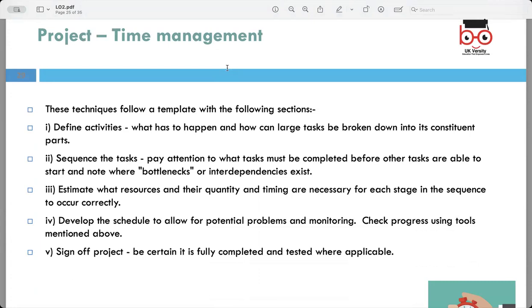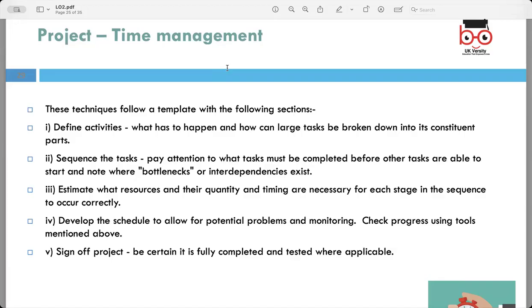Here we will look at how time management is applied step by step in a project. First, you need to define the tasks that need to be done. Break larger tasks into smaller, more manageable parts. This helps you stay organized and focused. Next, sequence these tasks properly. Figure out which ones need to be done first and which ones depend on earlier steps.